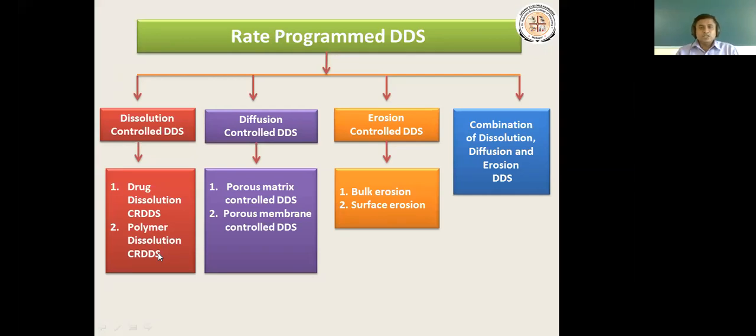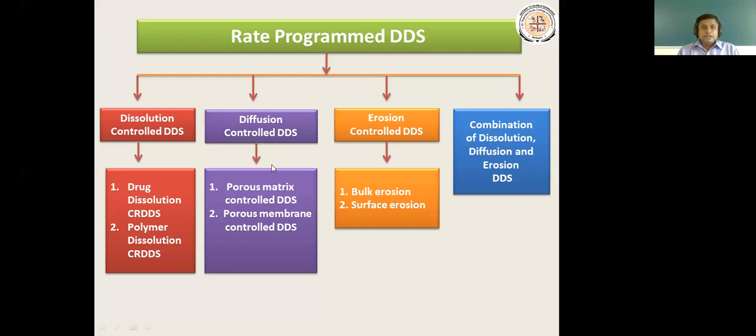So polymer dissolution means what? Here the polymer controls the release of the drug from the formulation. So dissolution may be controlled by the polymer. Either it may be fabricated as a matrix type of system, or a reservoir type of system, or both, that is the hybrid type of system. So the polymer can control the dissolution of the drug from the formulation. That is called a polymer dissolution control release drug delivery system.